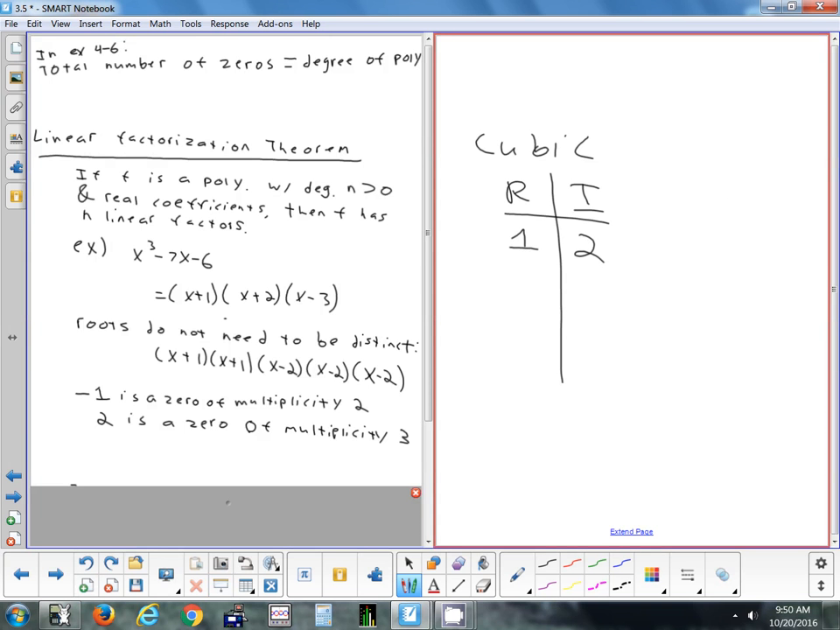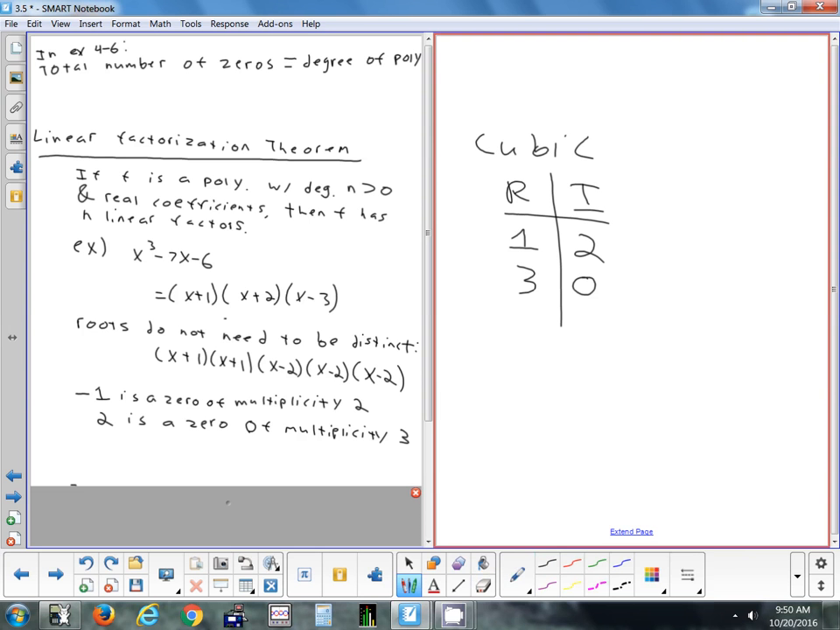Can you have 2 real, 1 imaginary? No, because imaginaries always have to occur in pairs. So we couldn't have 2 real, 1 imaginary. What about all imaginary? Well, all imaginary for a cubic would be 3 imaginaries. Can you have an odd amount of imaginaries? Nope. 3 real, 0. You could have 3 real and 0 imaginary. Now, when you say 3 real, that includes the possibility all 3 are distinct, there's 1 repeat in there, or there's no repeats. They're all real, bottom line.